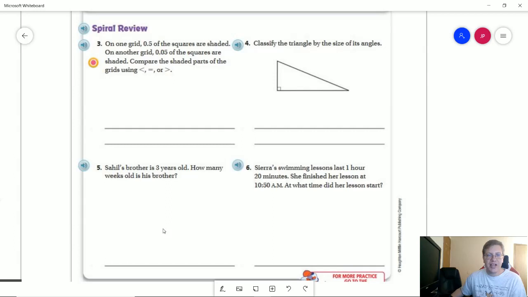For number 5, we are just converting the number of years times the number of weeks in a year to get the number of weeks. So 52 weeks in a year times 3 will give you your answer. And for the last one, we are working with elapsed time. So we're finishing at 10:50 a.m. We need to count backward 1 hour, 20 minutes. So that will help inform what you need to do there. So those are the lesson and problems for the homework.